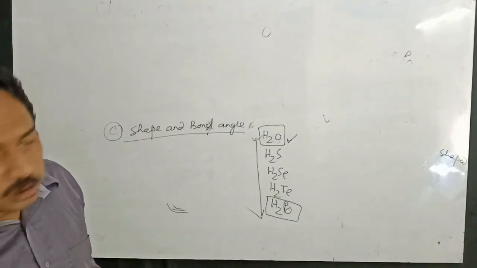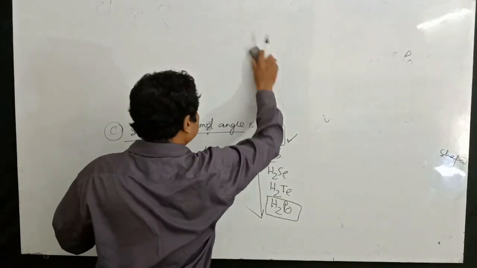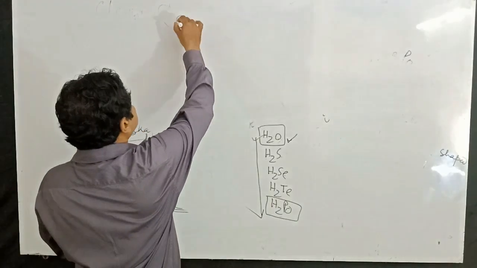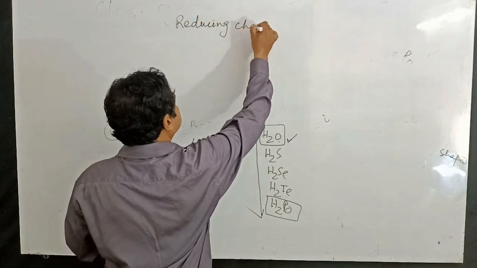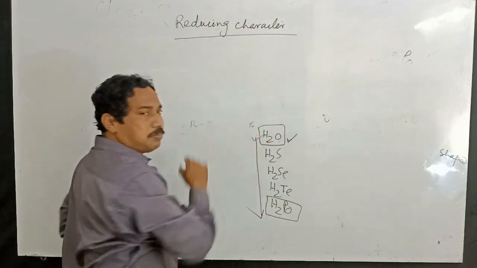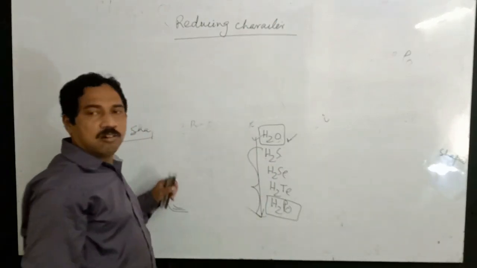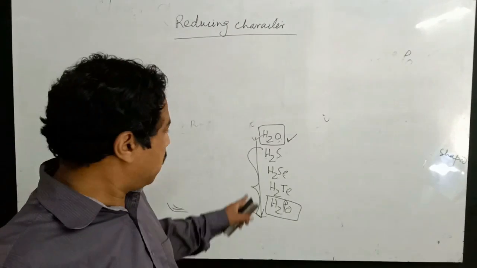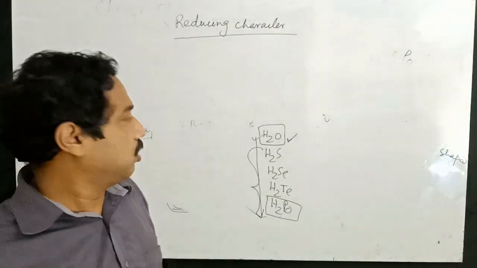Next, reducing character. Except water, the next property is the reducing character of these hydrides. Except water, all these hydrides are reducing agents. All these hydrides act as reducing agents; they have the capacity to donate hydrogen to other substances.